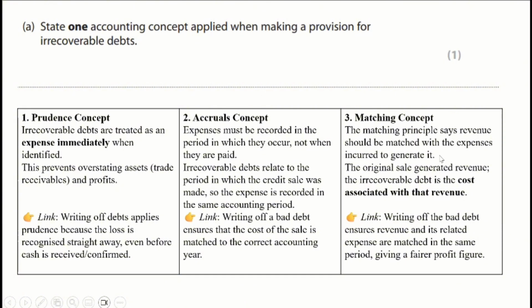The original sale generated revenue. The irrecoverable debt is the cost associated with that revenue. Therefore, writing off the bad debt ensures revenue and its related expenses are matched in the same period, giving a fairer profit figure. They didn't ask you to explain in this question, but I'm giving you the idea of why one of these should be the answers for this question. The answer should be either prudence, accruals, or matching.